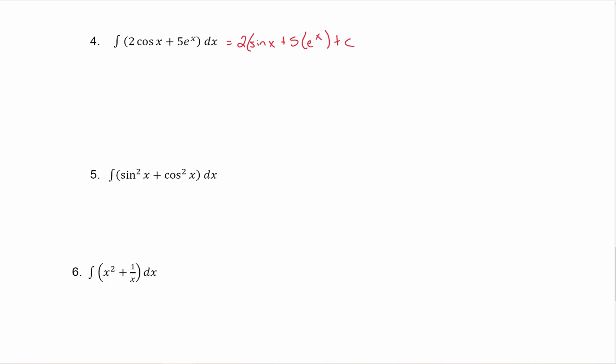And so then we knew this, so just getting rid of our parentheses and rewriting this, 2 sine x plus 5e to the x plus c. And that's our antiderivative. That's as far as we can simplify. So make sure you go back and check it.